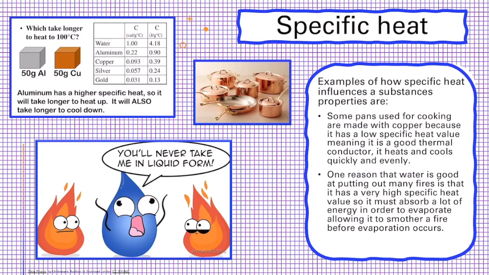Another example of how specific heat can influence a substance's properties would be for water. Water is a really good one. It's got a very high specific heat value, and this makes it good for putting out fires because it has to absorb a lot of energy before it's able to evaporate. And so water is able to get in there and smother a fire before it evaporates to help put the fire out.